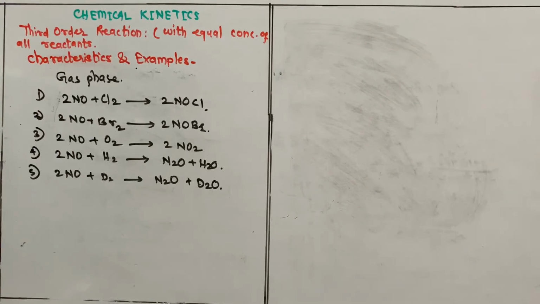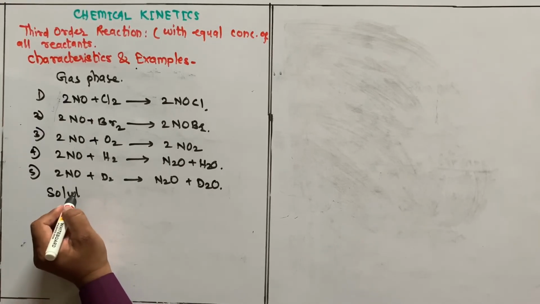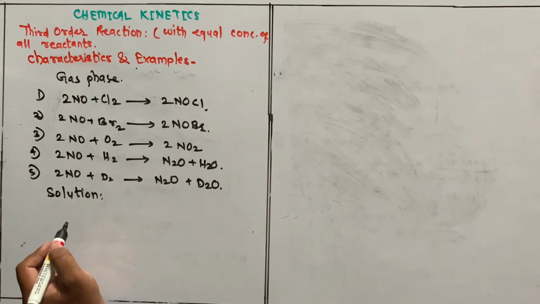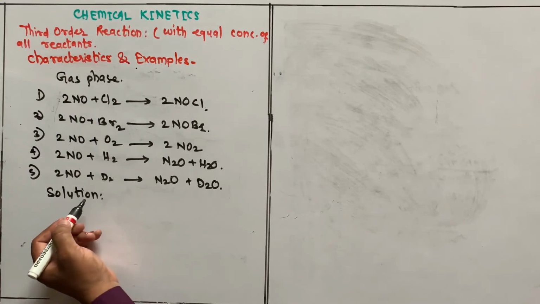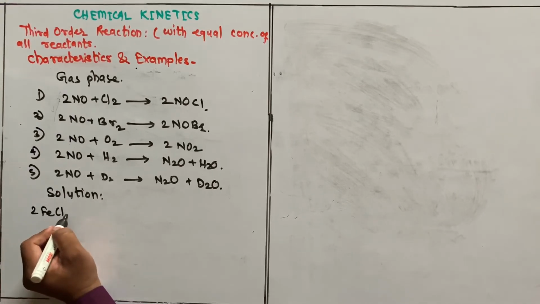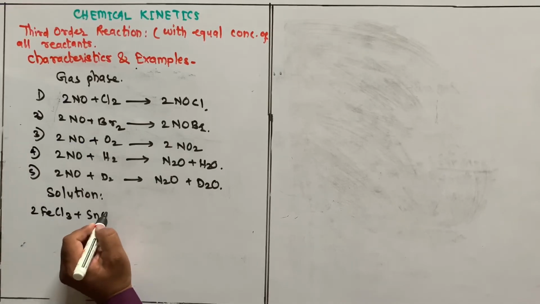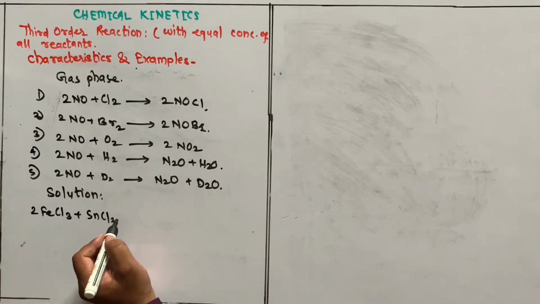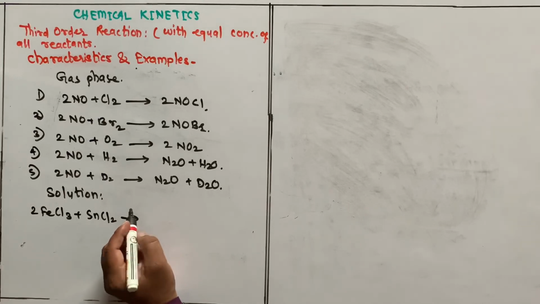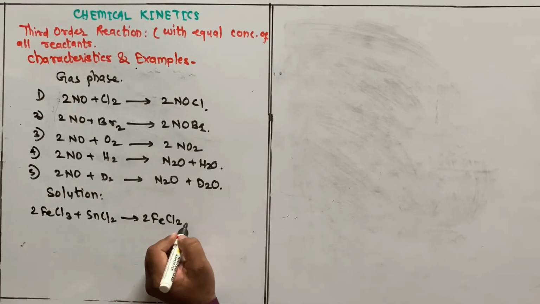Now reactions in solution. The first reaction, which was actually proposed by Noyes and Cottle, showed that the reduction of ferric chloride by tin chloride follows a third order rate expression.